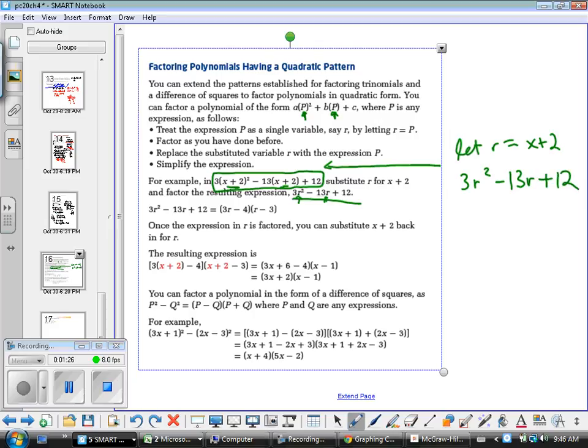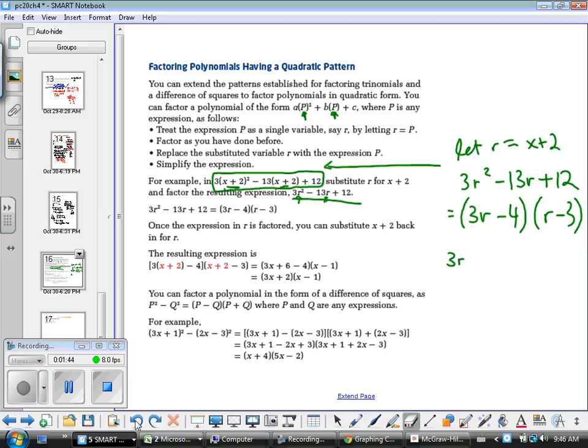Okay, so then using the techniques that we've talked about for factoring, I won't show you just because we'll do some of these, but 3r minus 4 times r minus 3. Okay, and then you know that in order to find your roots, well, I guess we're not going to find our roots, we're just going to rewrite it. You know that you don't want to give an answer with r's in, because that's not what you were asked. So you're going to go 3, and then you're going to substitute that x plus 2 back in for r. Okay, just makes the factoring part easy.